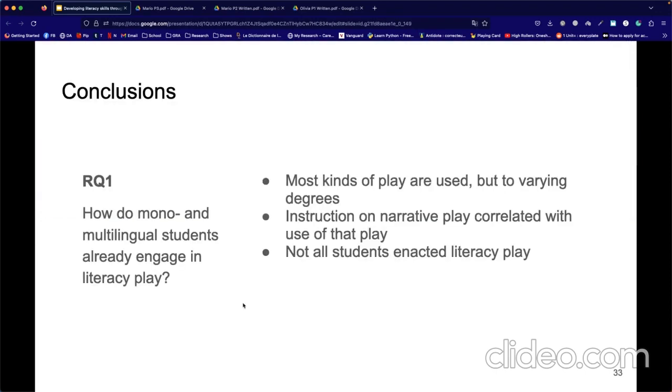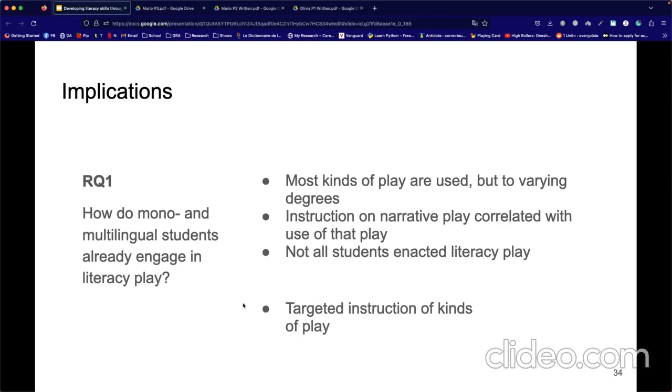So how do monolingual and multilingual students engage in literacy play? Like I said, most kinds of play are used, but to varying degrees, and there are some that weren't used at all. Instruction on narrative play with the third project on horror stories correlated with use of that play. So talking about it in class, specifically highlighting certain kinds of narrative play, encouraged students to use that play. And finally, not all students enacted literacy play in every project.